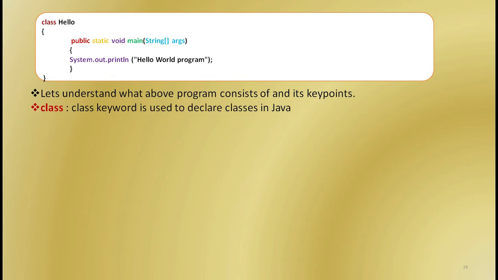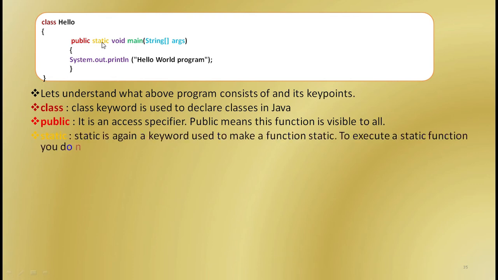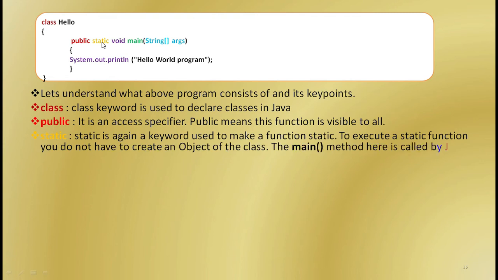The class keyword is used to declare a class in Java. Public is an access specifier. Public means this function is visible to all. Static is again a keyword used to make a function static. To execute a static function, you do not have to create an object of the class. The main method here is called by the JVM without creating any object for the class.